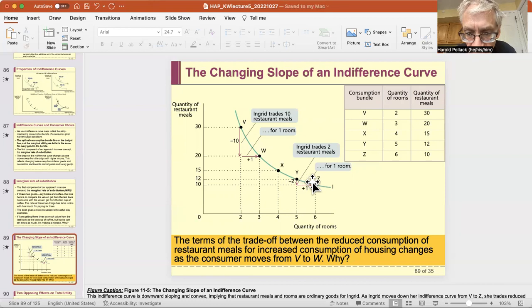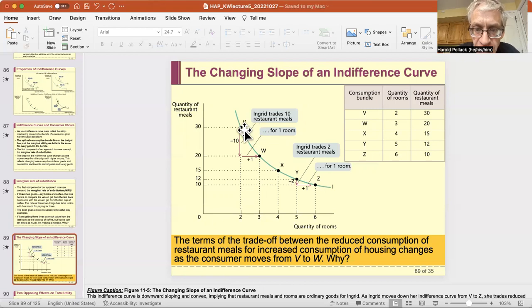If I'm over here, going from 5 rooms to 6 rooms, the benefit from that is exactly the same as if I went from 12 meals down to 10. So each of these meals between Y and Z is worth a lot more relative to the rooms when I'm in this region than when I'm up here. And it's because down here, I already have a ton of rooms. I don't really need another night in a nice hotel room.